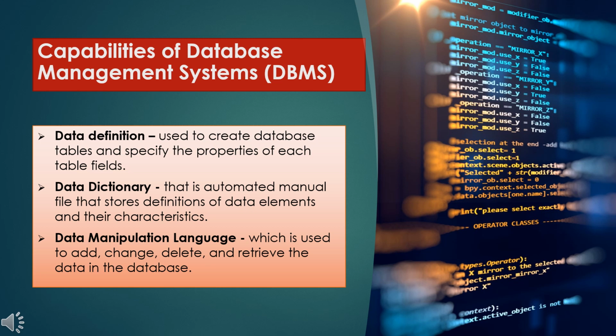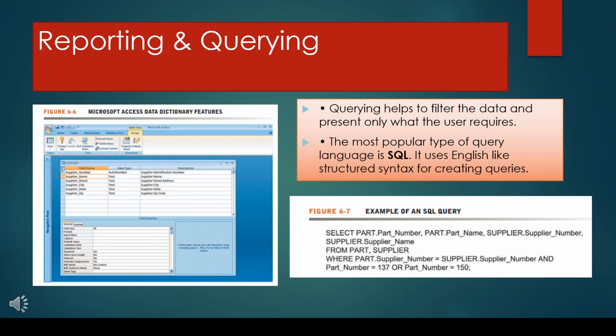This information about the database would be documented in a data dictionary. Now, a data dictionary is an automated or manual file that stores definitions of data elements and their characteristics. And the data manipulation language is used to add, change, delete, and retrieve the data in the database. Users can make queries using Microsoft Access by specifying the tables, fields, and results they want, then choosing the rows from the database that adhere to a specific criteria.